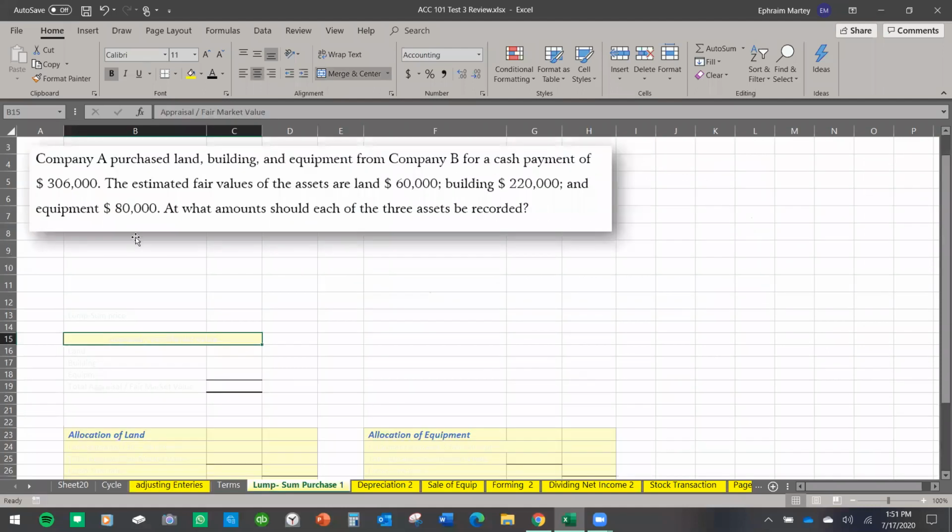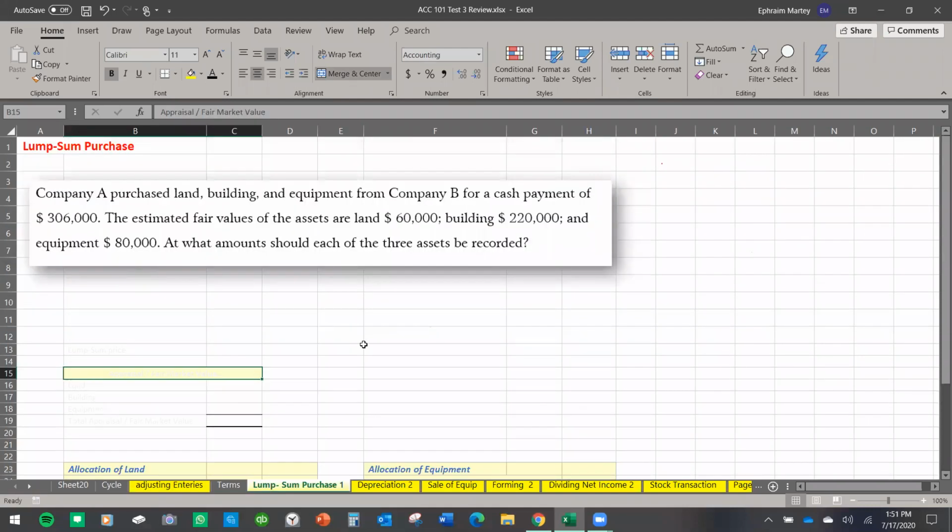Our next exercise is lump sum purchase. This is when you buy two or more assets together and you need to know how much each one costs. In this exercise, we bought land, building, and equipment together. In order to find the allocation, you need to know your fair market value, which is also called the appraisal value. So it's the same as fair market value.